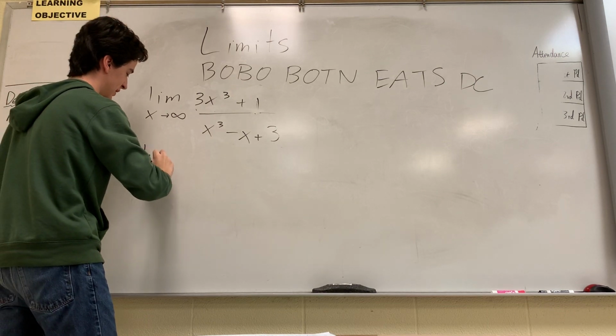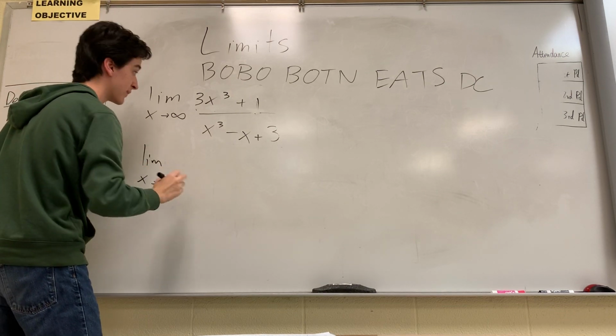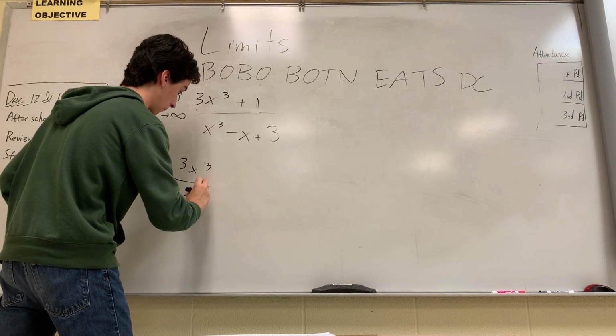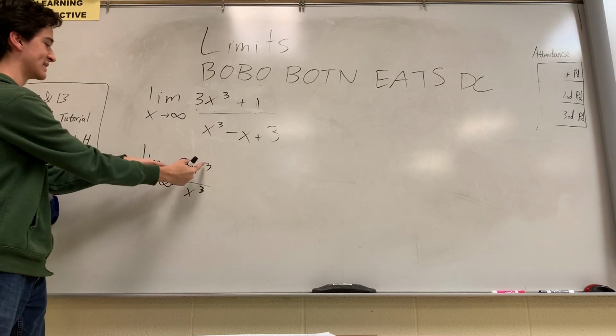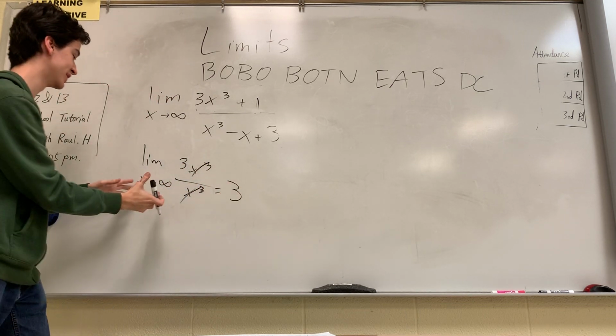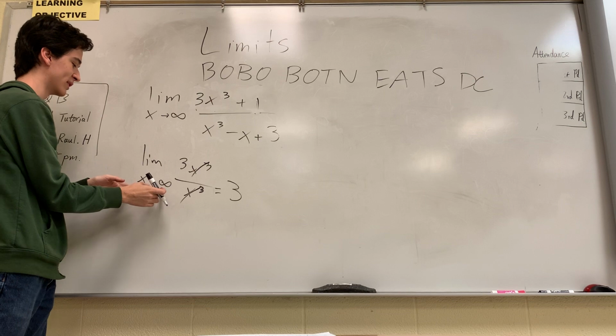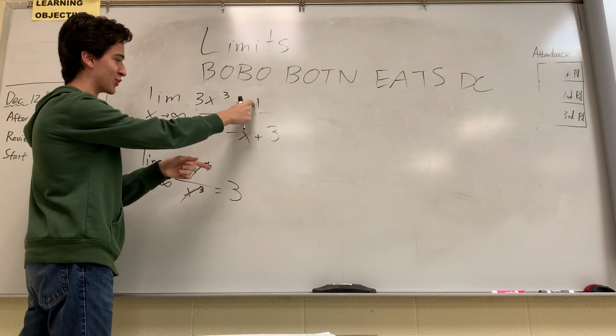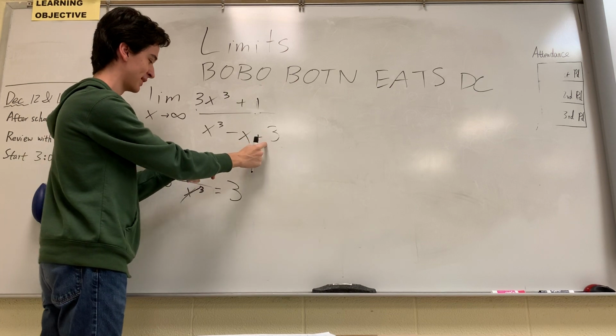So if we look at the limit as x approaches infinity of 3x cubed divided by x cubed, you see that this x cubed is just going to cancel with that x cubed, and we're just left with 3. So actually, regardless of what we're plugging into the x here, we end up with 3. But again, that's only true because we're ignoring this plus 1 and this minus x plus 3.